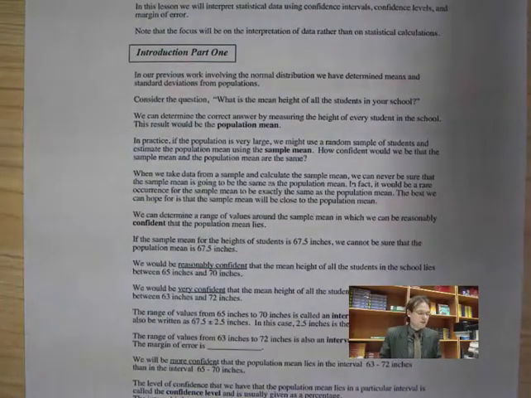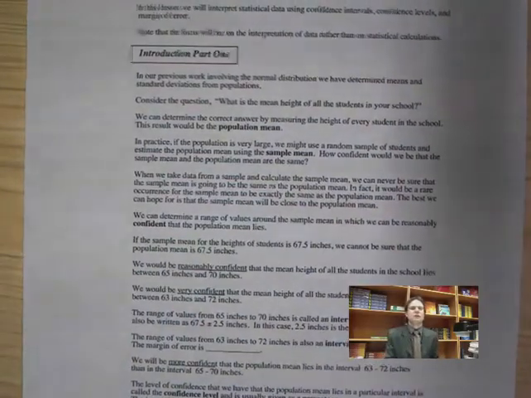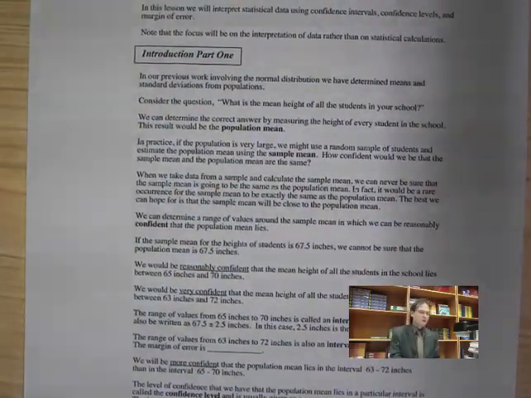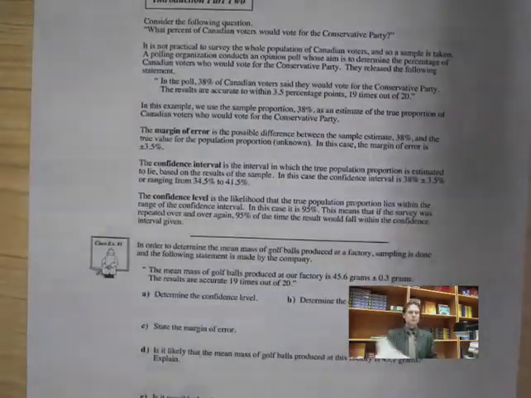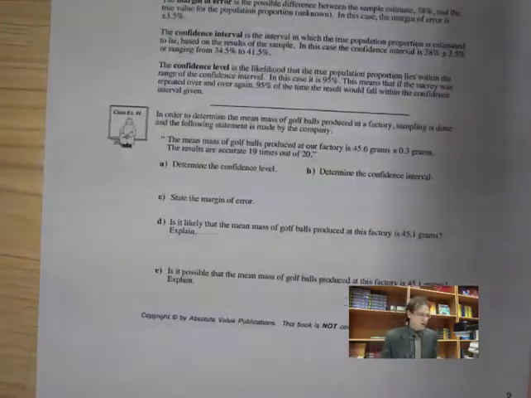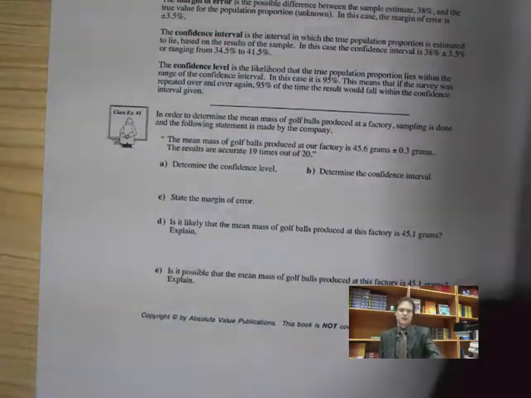So my confidence level is the percentage of how confident I am that my mean is between a certain thing, okay? And my confidence interval is the interval between where the mean could land. All right? So here we're going to look at class example number 1.